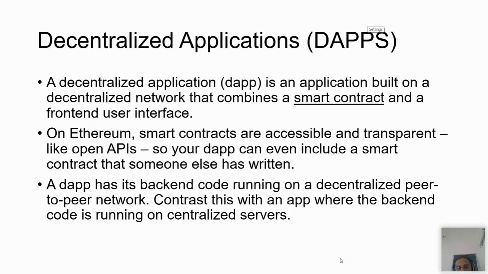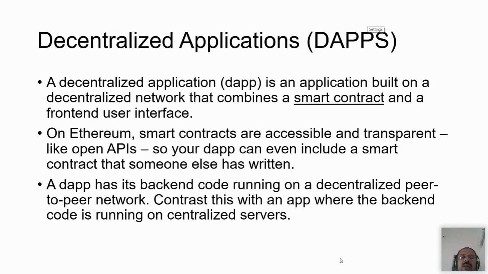So here we are using Ethereum, and the smart contracts are accessible using APIs. So using the APIs, we can access the smart contract. And most of the time, smart contracts are written using a programming language called Solidity. Okay, so that has its backend code running on the decentralized peer-to-peer network, in contrast to running it on centralized servers.